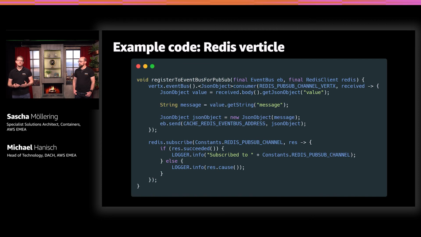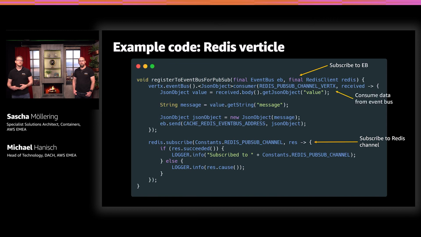As already mentioned, vertical instances communicate with each other by sending messages on the event bus, which means we have to subscribe to the event bus in order to receive messages. So first of all, we have a code snippet here where this particular vertical subscribes to the event bus. Then we have a Redis client subscribing to the Redis channel. So these are two different steps, and these are really important.